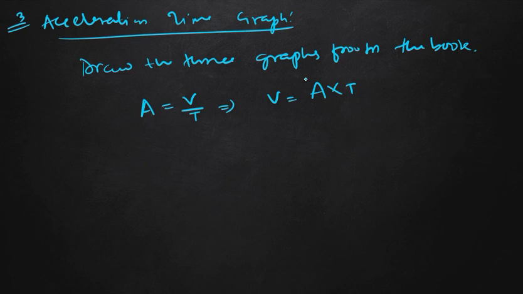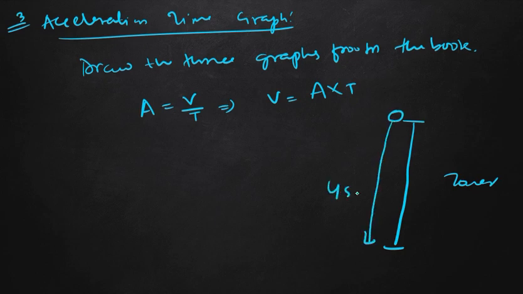Similarly, question number 3: a body dropped from the top of a tower reaches the ground in 4 seconds. What was the height of the tower? How can we calculate this? The situation is like this. Suppose a tower is here. A body is dropped from the top of the tower, and it reaches the ground at time equal to 4 seconds. We need to calculate the height of the tower. So how can we calculate this?